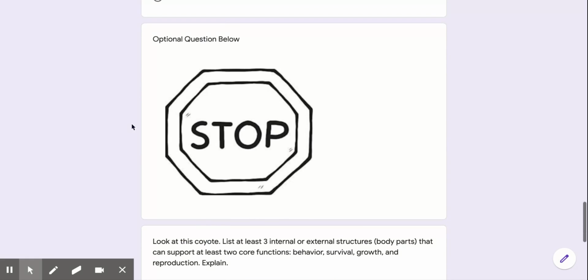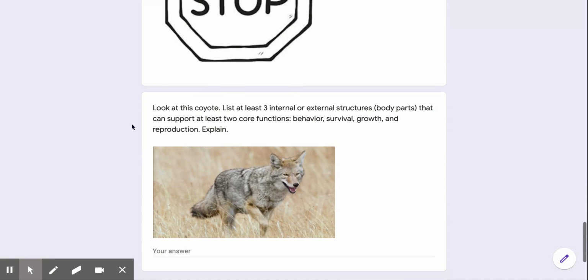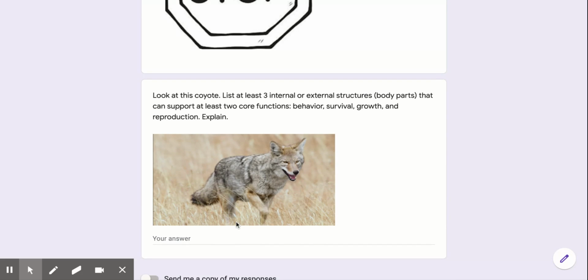The last question is an optional question. You have a picture of an animal. To be specific, it is a coyote. So it says, look at this coyote. List at least 3 internal or external structures that can support at least 2 core functions: behavior, survival, growth, and reproduction. Explain. So can you name 3 body parts on this coyote, 3 body parts that have more than one purpose, more than one function?